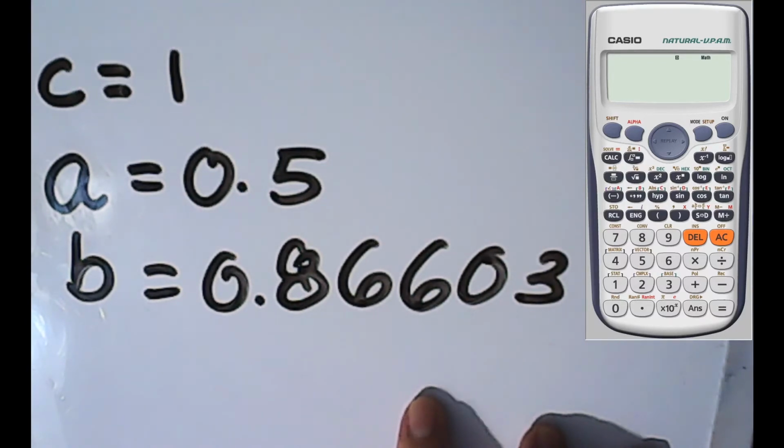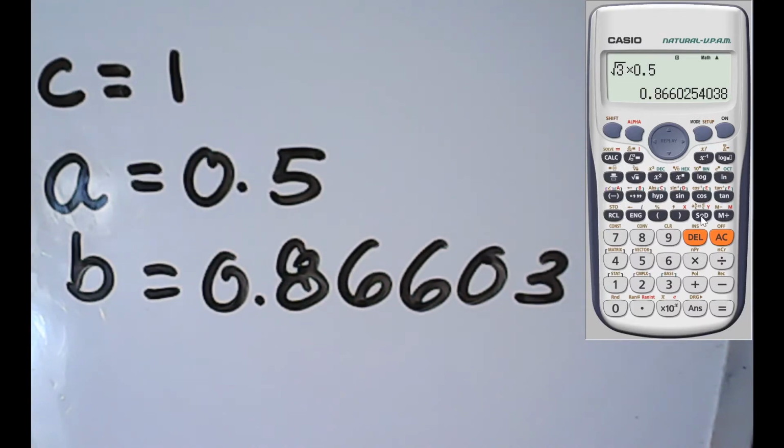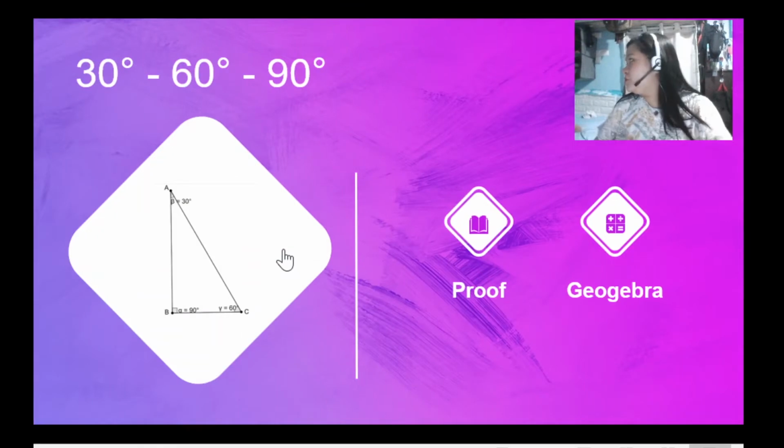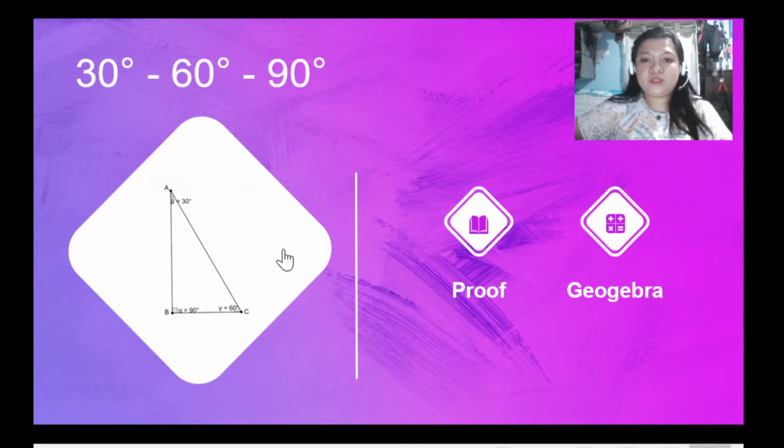So using our calculator, let us see if the length of D is equal to square root of 3 times the length of A. Now we were able to show using Pythagorean theorem and GeoGebra the relationship between the legs and the hypotenuse of a 30, 60, 90 right triangle.